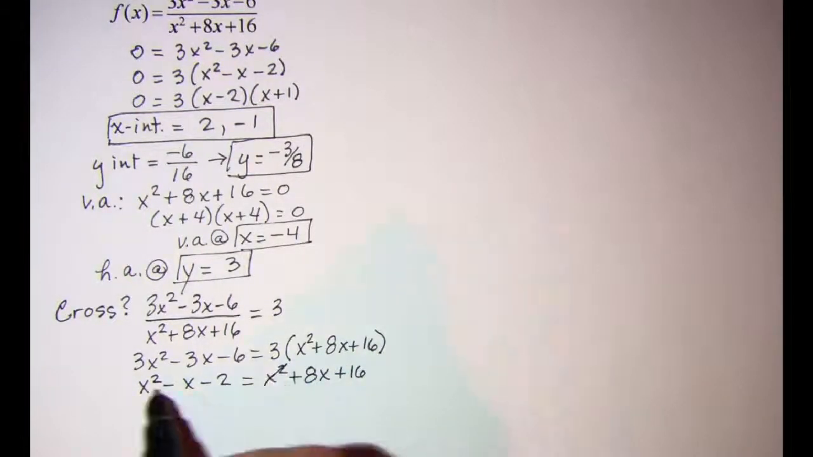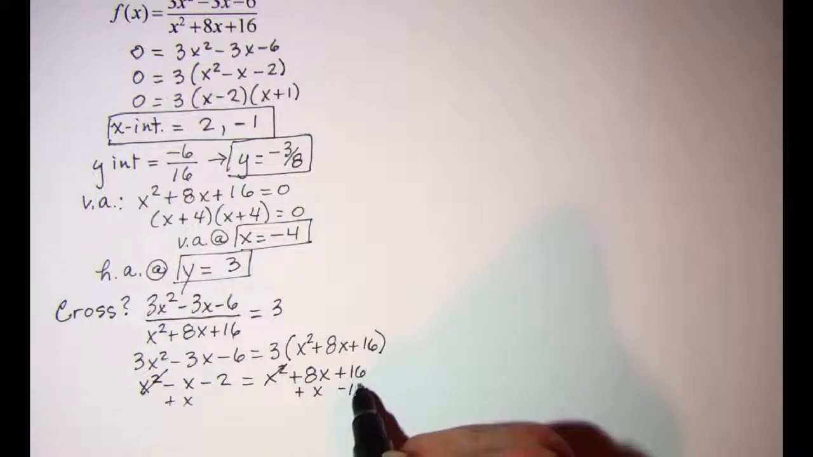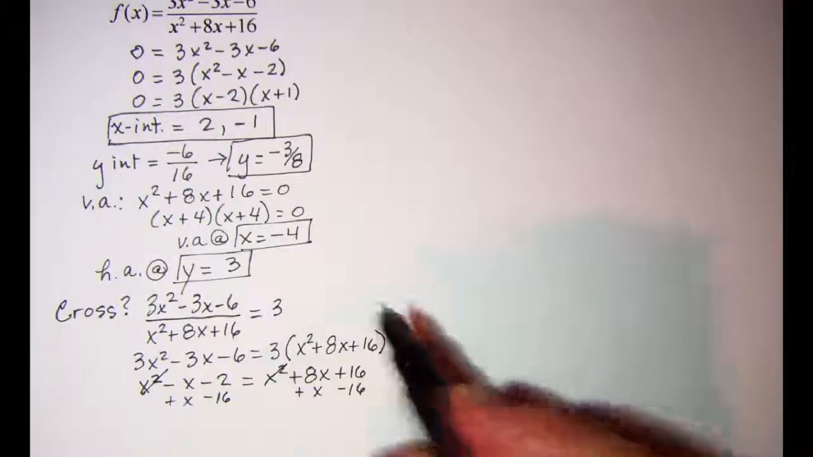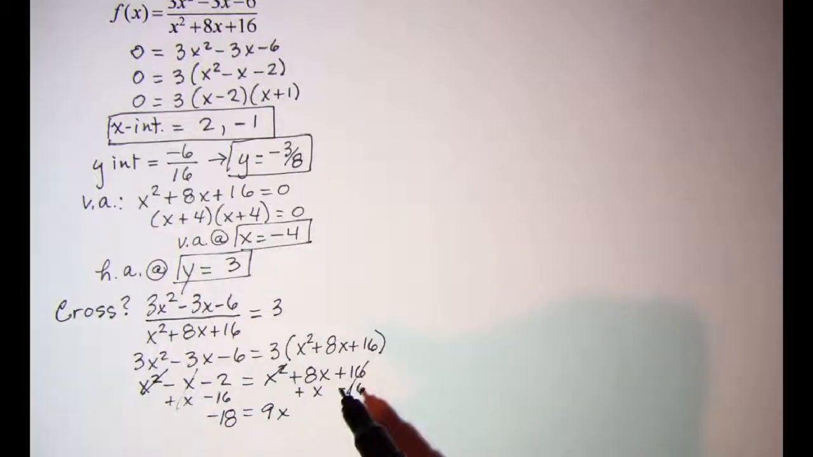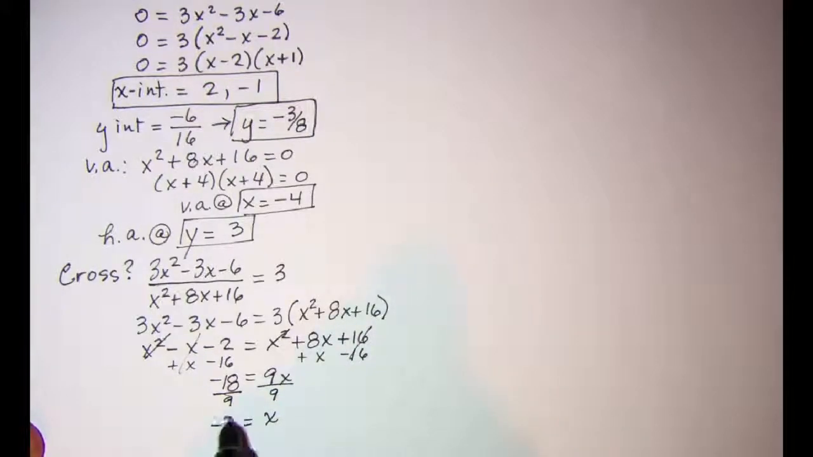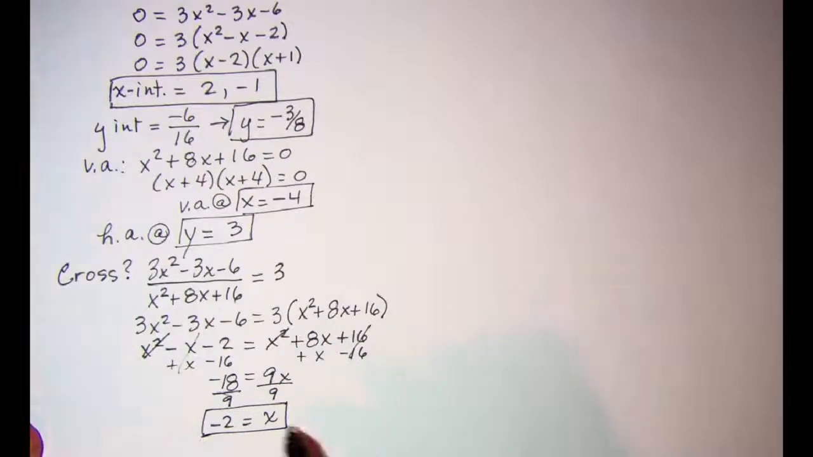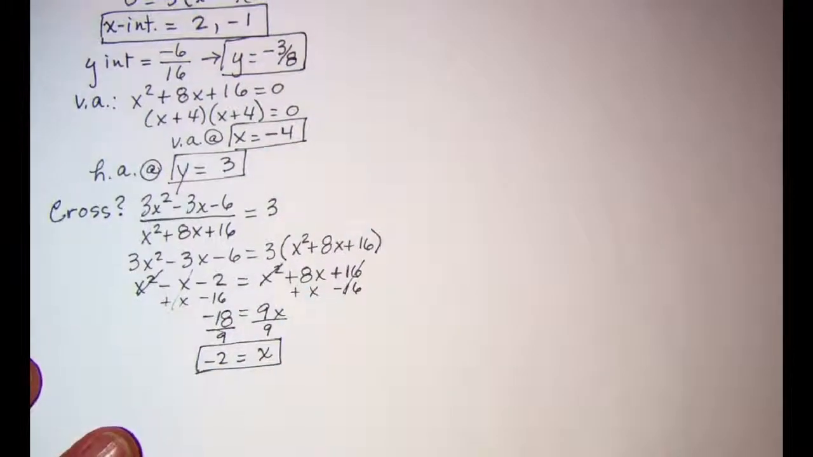The x squareds cancel, and let's add x to both sides and subtract 16 from both sides. So I have 9x on the right and negative 18 on the left. Divide both sides by 9. So x equals negative 2. So that means our graph is going to cross this horizontal asymptote at x equal negative 2.